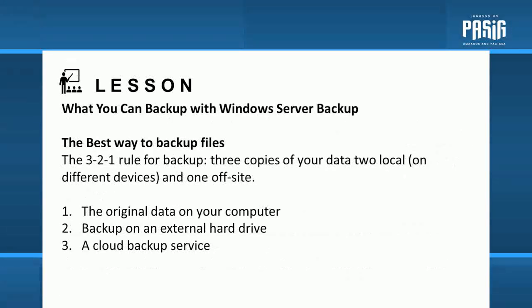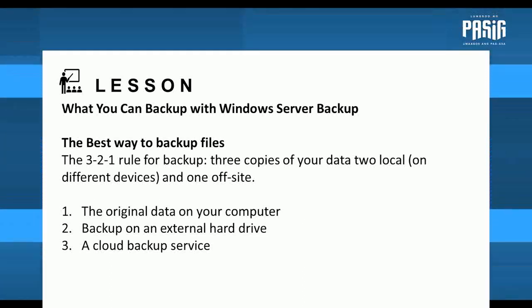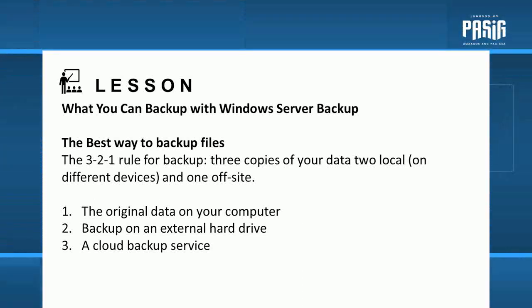What you can back up with Windows Server Backup. The best way to back up files is the 3-2-1 rule for backup. 3 copies of your data, 2 local on different devices, and 1 off-site. 1. The original data on your computer, 2. Backup on an external hard drive, and 3. Backup on a cloud backup service.